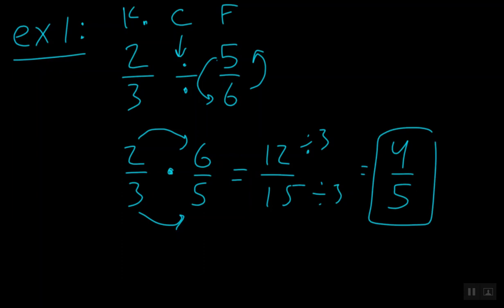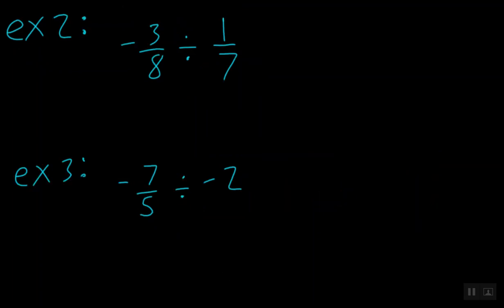All right, let's move on to our second example. Okay, for example number 2, we have negative 3/8 divided by 1/7. And so we can write negative 3 over 8. Remember, we're going to keep it. But here I want to use that other rule.